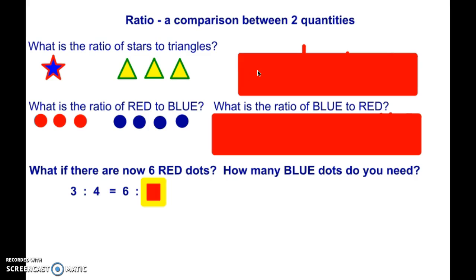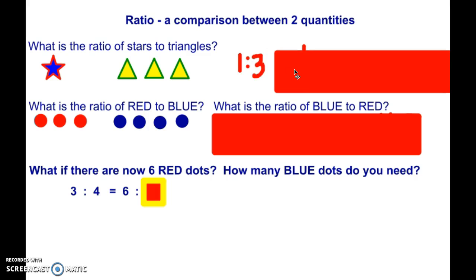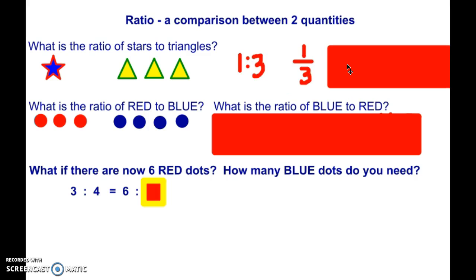There are three ways to write ratios. First, you can write 1 to 3. You could also write 1 to 3, or you can write 1 to 3. Those are the three ways to write ratios.